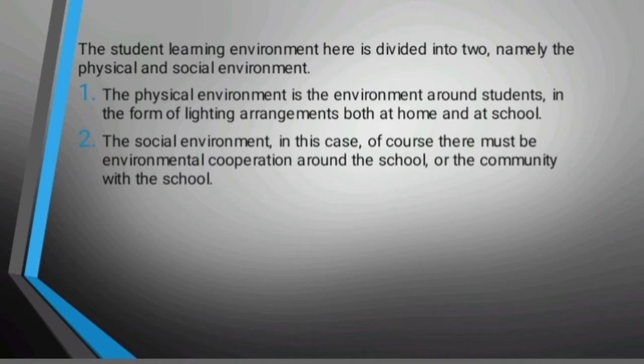Okay, the student learning environment here is divided into two, namely the physical and social environment. The first, the physical environment, is the environment around students in the form of lighting arrangements both at home and at school. And the second, the social environment. In this case, of course, there must be environmental cooperation around the school, or the community with the school.